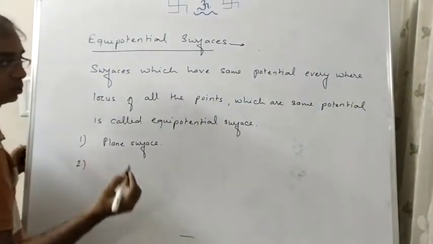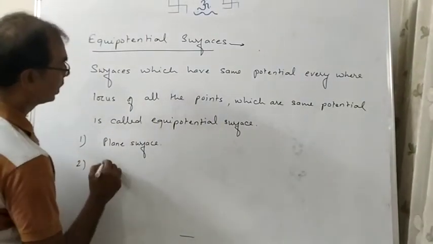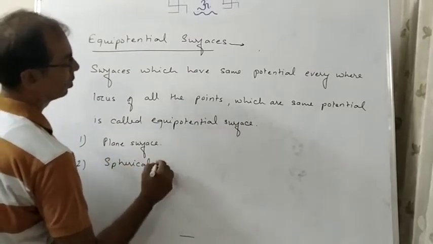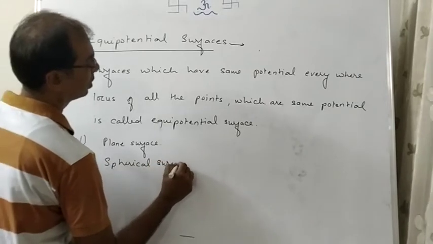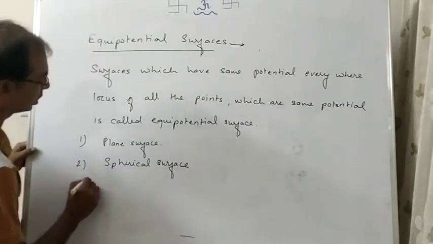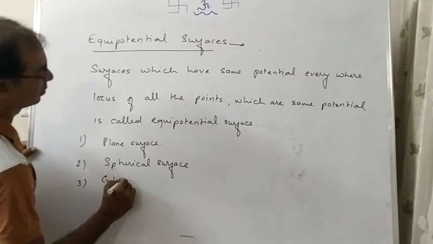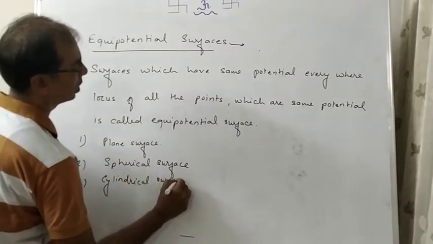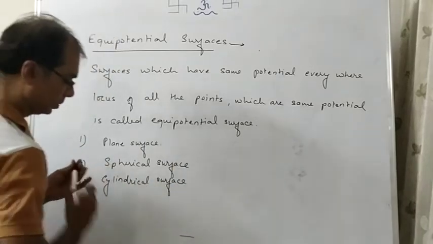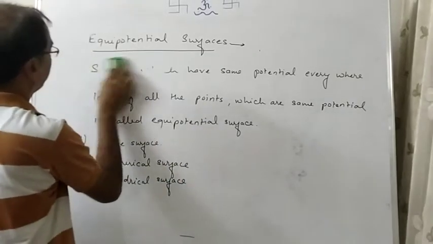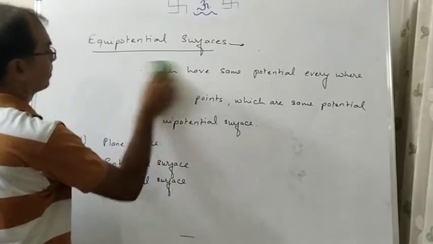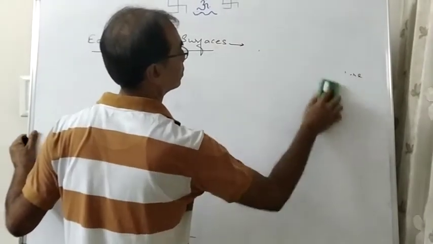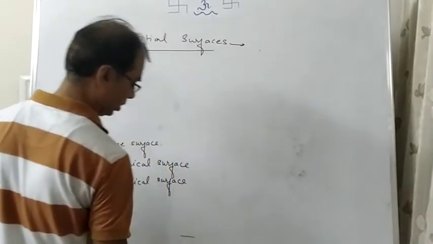The second one: as you know wavefronts were spherical, so here also we will have a spherical equipotential surface. And the third type was cylindrical, so here also a cylindrical surface. All three we are going to see right now. So see them and try to understand it.